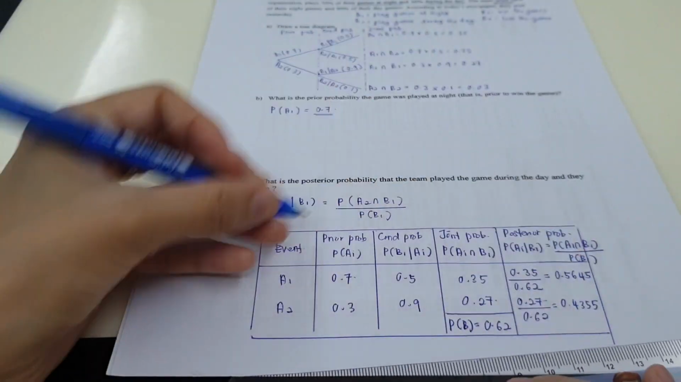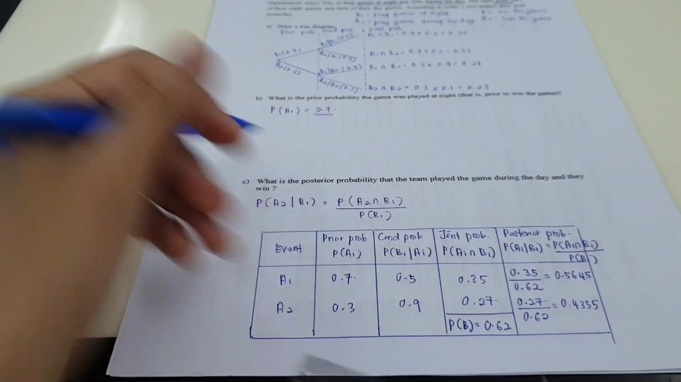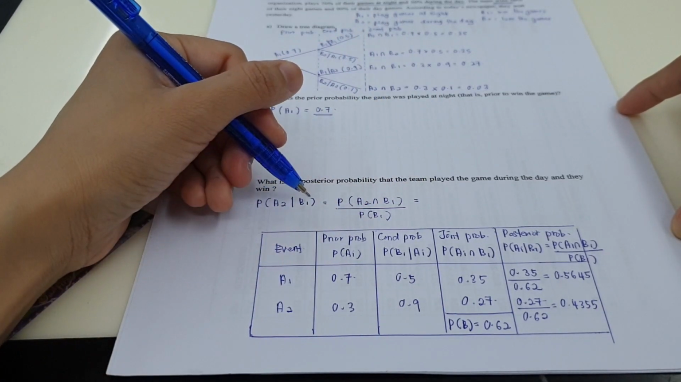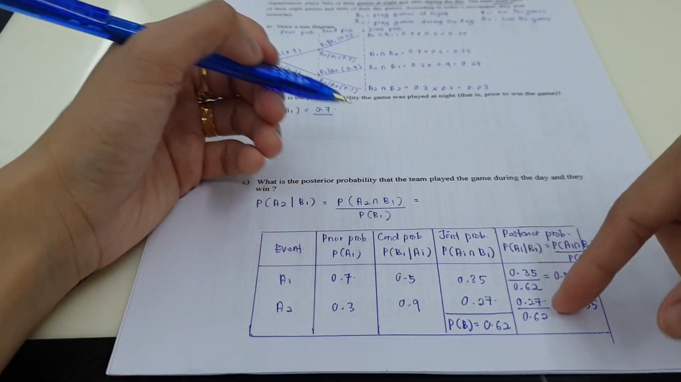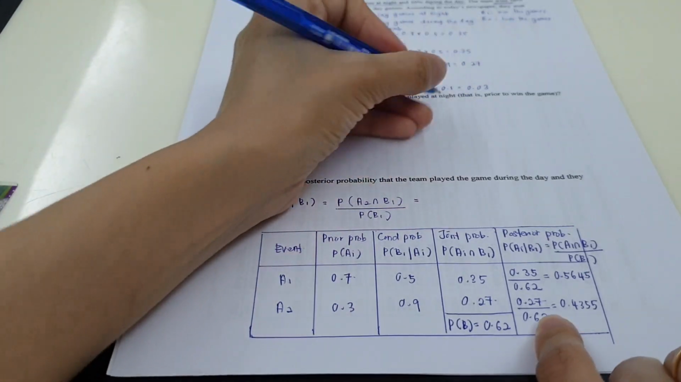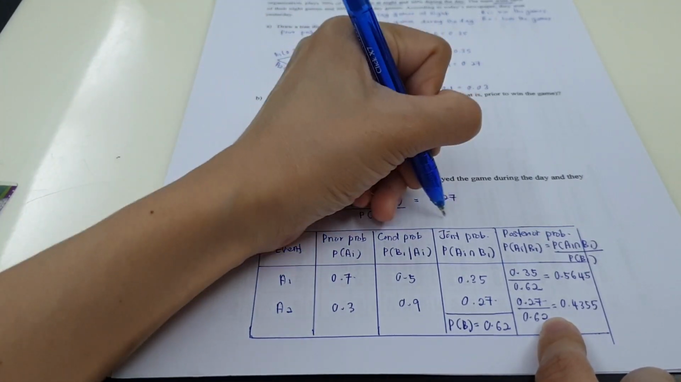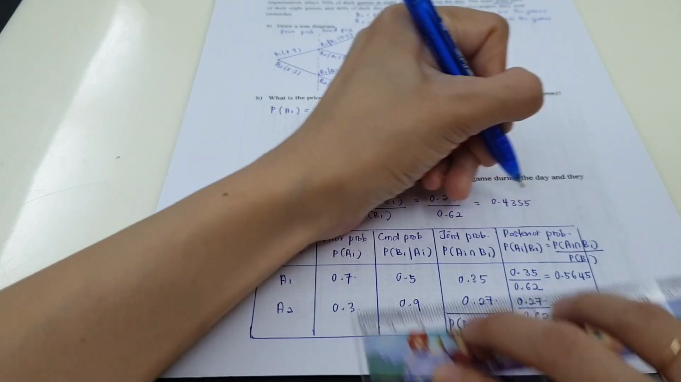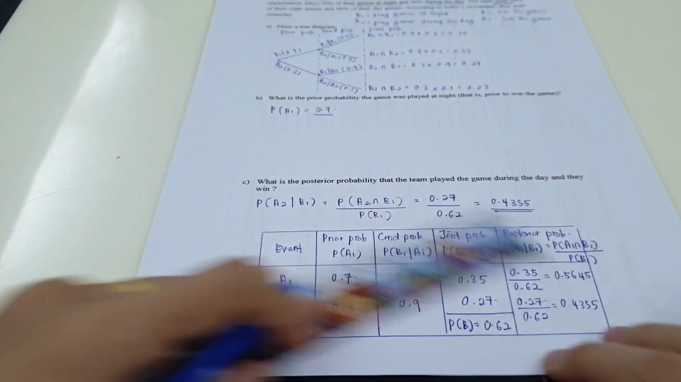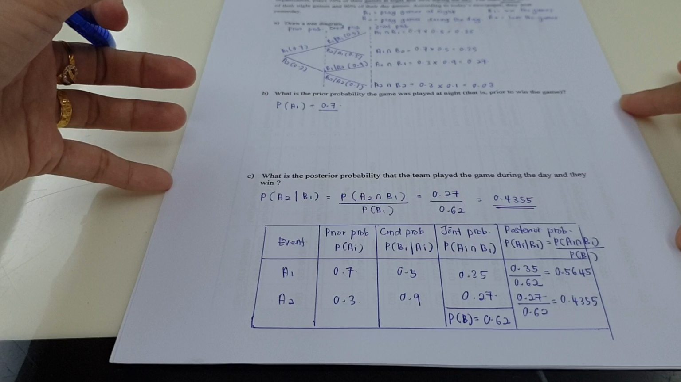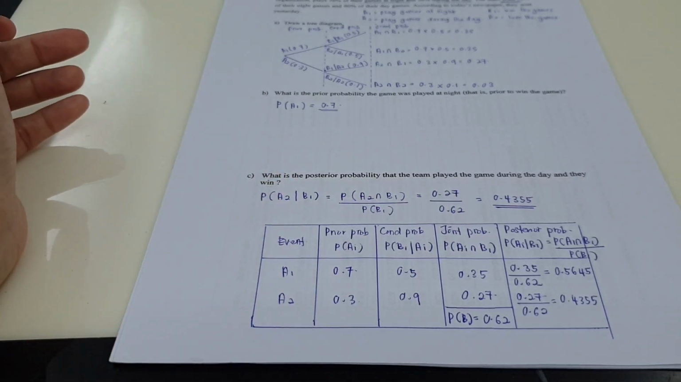Okay, so now we have finished doing the table. So how to find this one? A2 given B1 is from here, right? So now we just put the values here, 0.27 and 0.62. So the answer would be 0.4355. This is the answer for question number 1. Done.